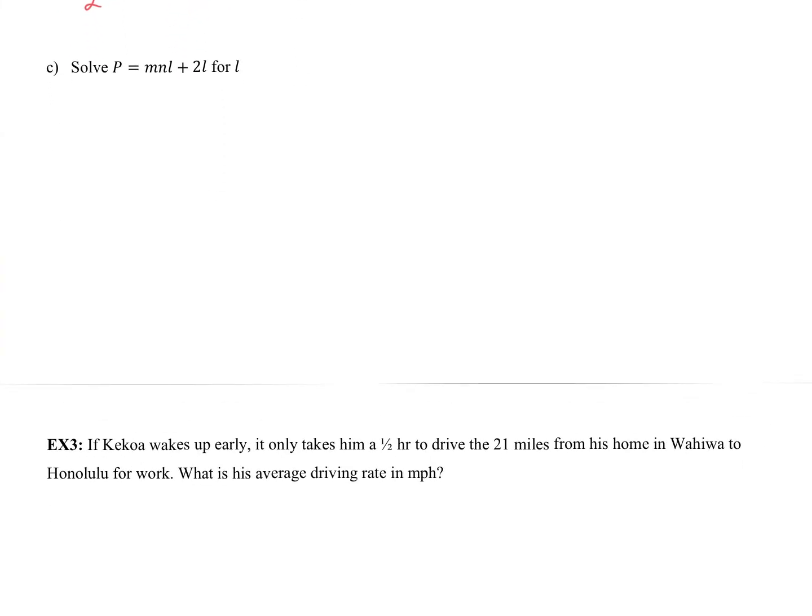Let's take a look at C. Solve P equals MNL plus 2L for L. Okay, let's see. Where is L? Right there. Oh, and there. It shows up twice. Interesting. How can we get it by itself if it shows up twice? I like to use a scripted L for the lowercase. Okay.